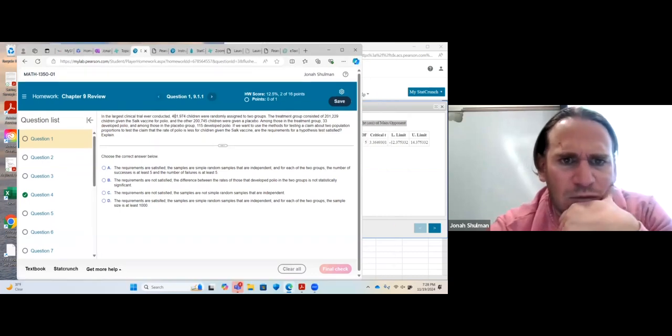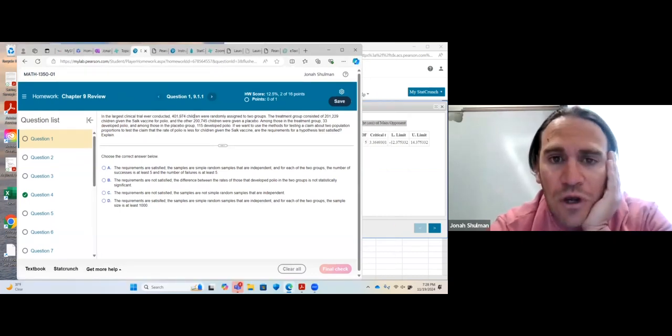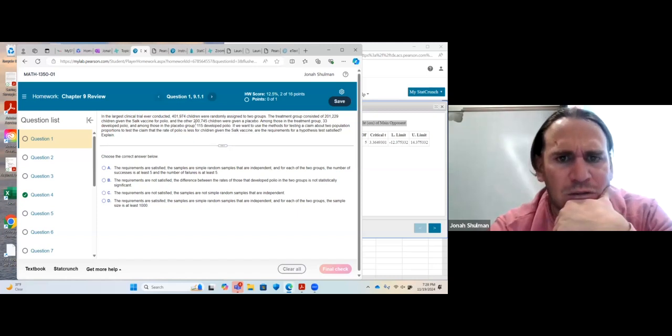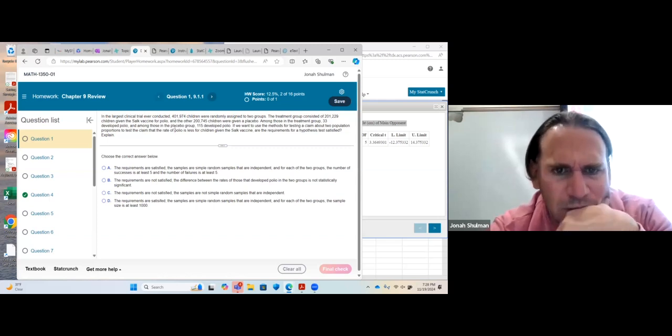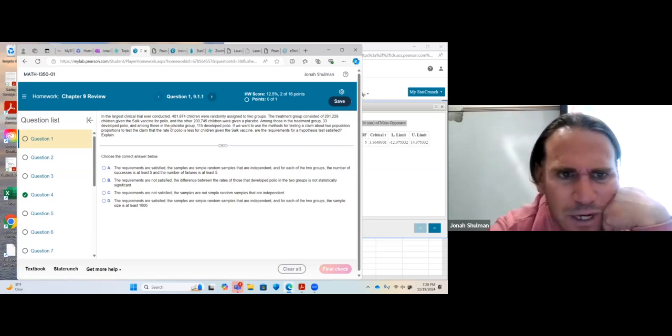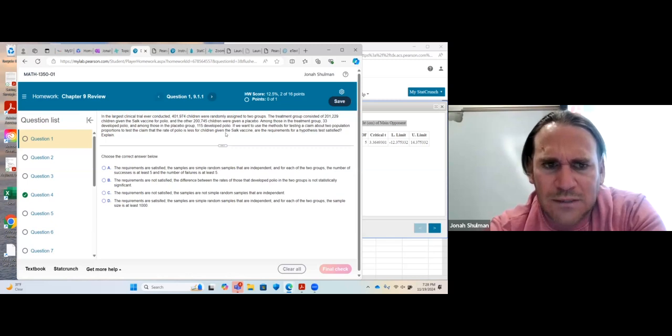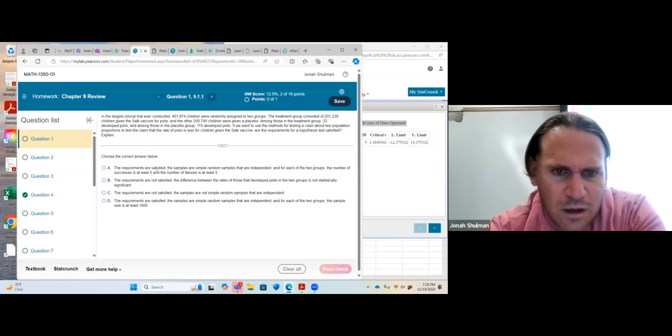In the largest clinical trial ever, 401,974 children were randomly assigned to 2 groups. The treatment group consisted of 201,229 children given the Salk polio vaccine, and the other 200,745 children were given a placebo. Among those in the treatment group, 33 developed polio. Among those in the placebo group, 115 developed polio. If we want to use the methods of testing the claim about 2 population proportions to test the claim that the rate of polio is less for children given the Salk vaccine, are the requirements satisfied?